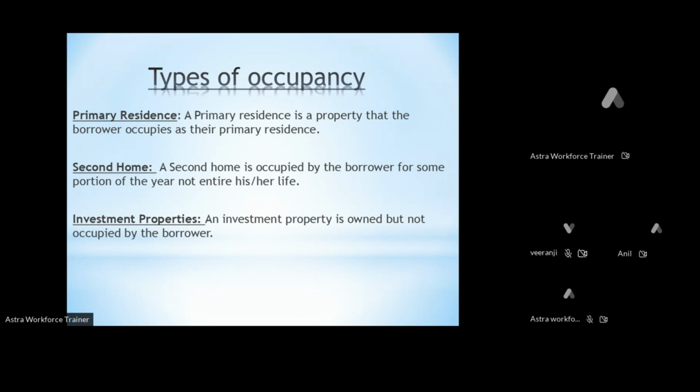So this is also very important, and it plays a major role in the underwriting part. The primary residence has a different guideline, the second home has a different guideline, and the investment property has a different guideline. That's what we need to understand as the basics, then we can move to the underwriting, the core subject.